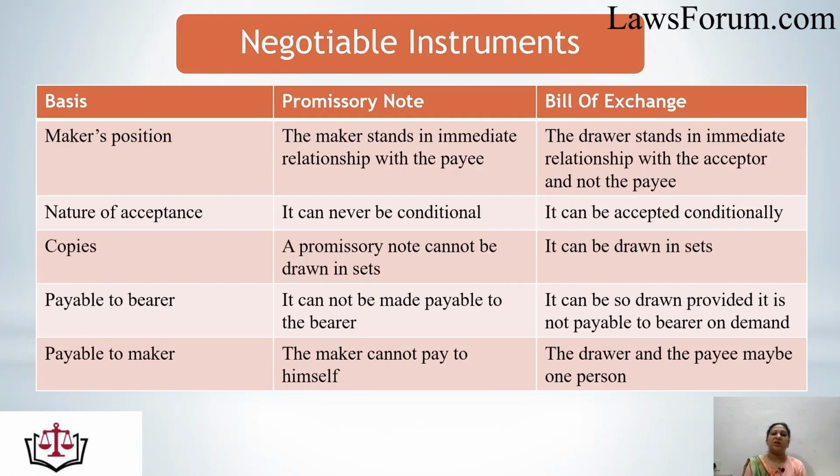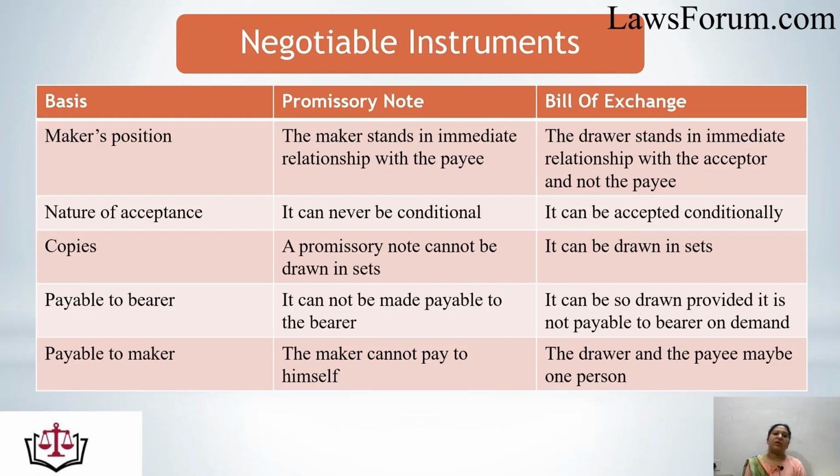Next difference is the maker's position. In case of a promissory note, the maker stands in immediate relationship with the payee. That means there are two parties. One is the maker, the second one is the payee. So there is a very immediate relationship between the maker and the payee in case of a promissory note. But in case of a bill of exchange, the drawer stands in immediate relationship with the acceptor and not with the payee, because in a bill of exchange the payee may be some other person. So in that case, the drawer has the immediate relationship with the acceptor, but the drawer is not immediately related with the payee.